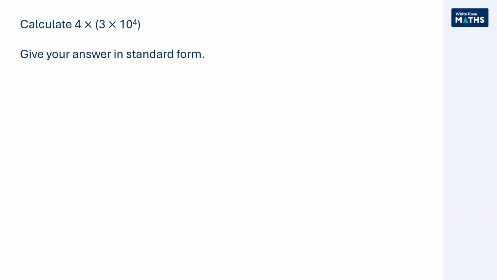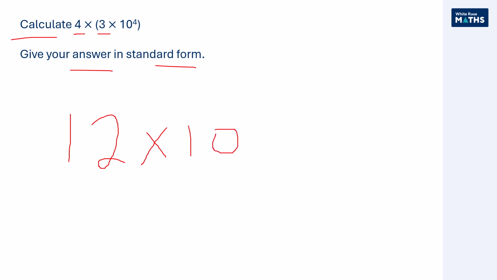Okay, next part. So calculate 4 times 10 to the 3 times 10 to the 4. You give your answer in standard form. So the key here, guys, I do 4 times 3, which is 12, and then I'm going to times that by 10 to the power of 4. So here, numbers go with numbers, and then the powers of 10 go with the powers of 10, if that makes sense. Okay, so I do 4 times 3 makes 12, and then keep that the same. And that's going to be 1.2 times by 10 to the power of 5.